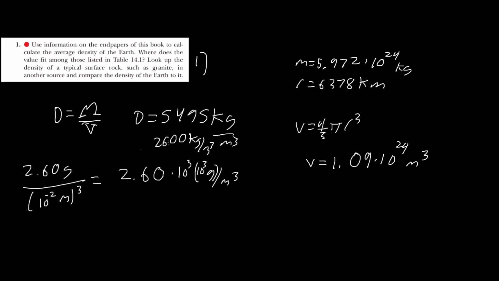So this is the density of the rock, and this is the density of the Earth. The rock is almost half the density of the Earth, which doesn't make any sense to me, to be honest, because the Earth is built up of all those rocks combined together. But apparently this is what they're asking, and I'll let you guys make sense of this.